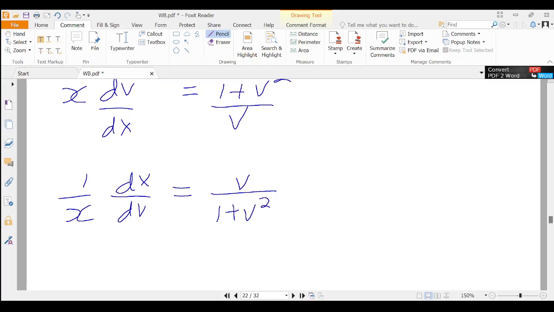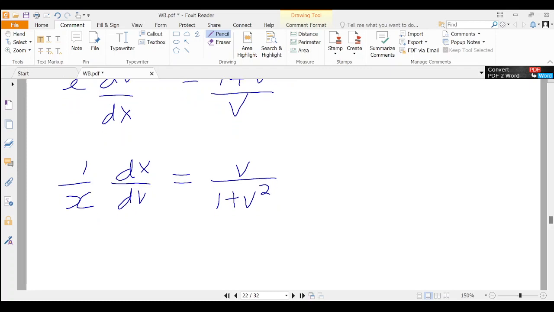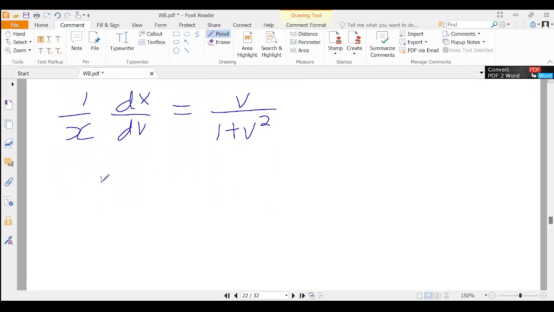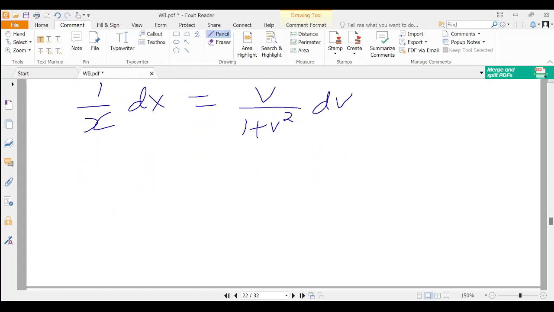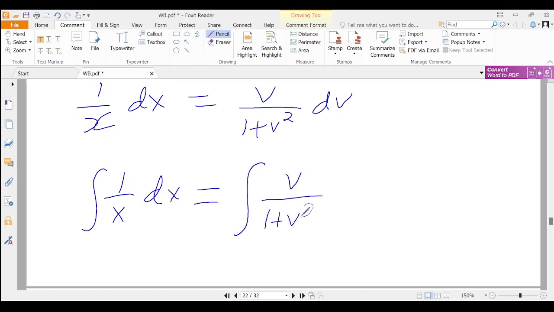So if I now multiply both sides by dv, then I will have separated the variables. So I write 1 over x dx is equal to v divided by 1 plus v squared dv. So on the left hand side we have the variable x, and on the right hand side we have the variable v, meaning that we can now integrate. The left hand side we have 1 over x, and we integrate with respect to x. The right hand side we have v divided by 1 plus v squared, and we integrate with respect to v.